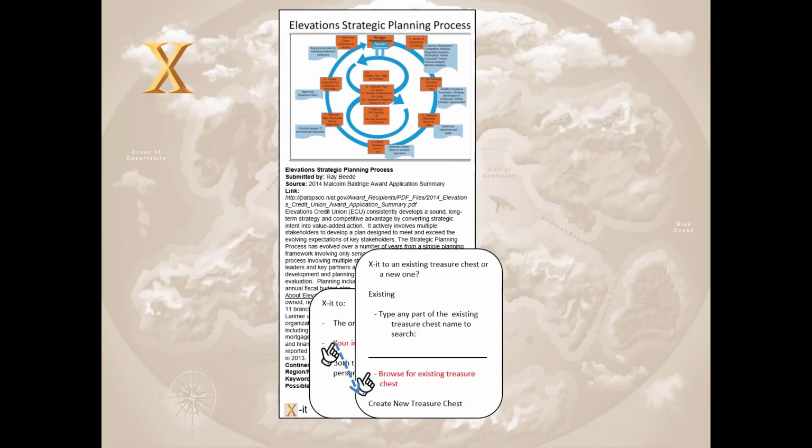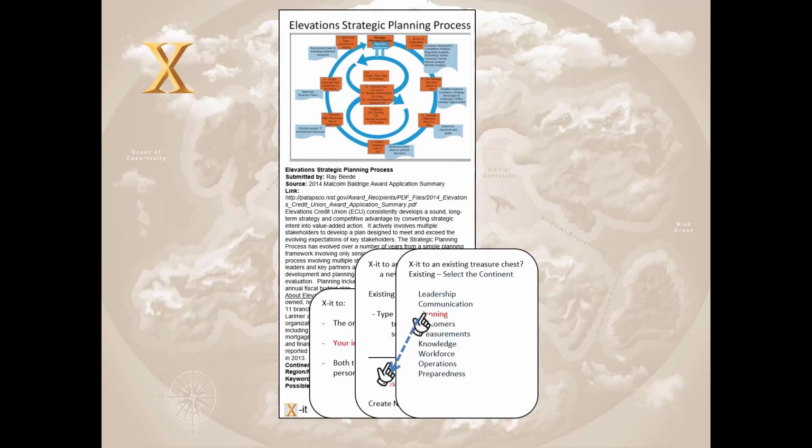If you select either one of those, the next step is to identify if you want to save the content into an existing or a new treasure chest. You will be going to your treasure map, and you're going to have to be able to identify it. So if you've got an existing treasure chest, there's two ways that you can identify or find the treasure chest. One of them is by typing in all or part of the name of the treasure chest, and the other way is by browsing. So let's look at browsing first.